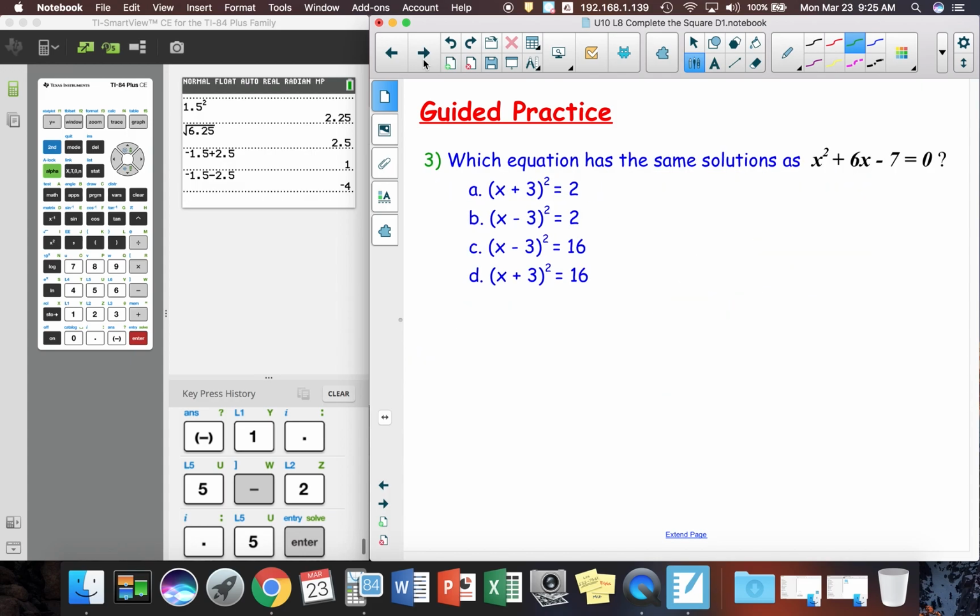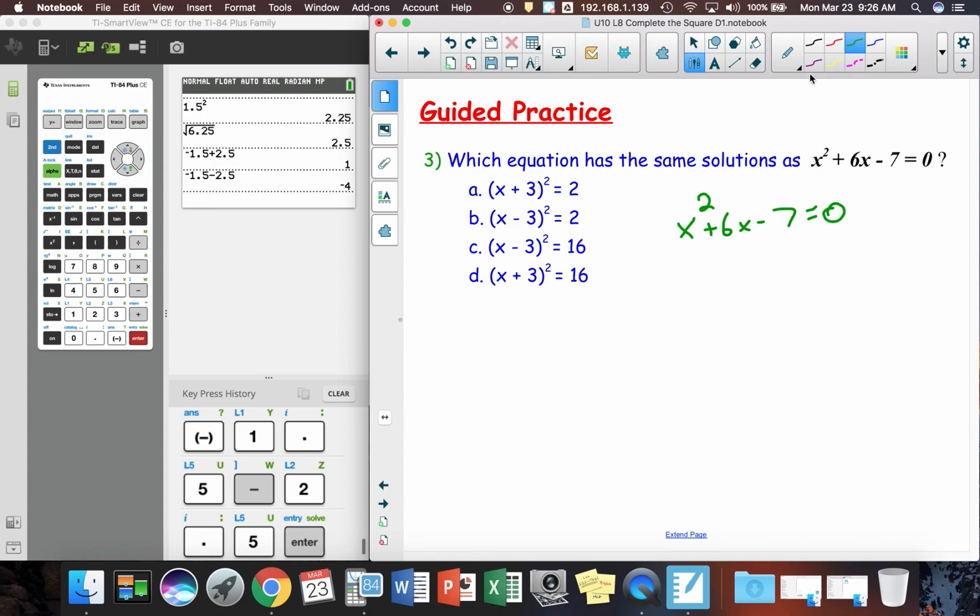Alright, and let's try this one. So again, pause the video so you can try it on your own. And then you can check your answer with me afterwards. So I'm going to rewrite this. I have x squared plus 6x minus 7 equals 0.